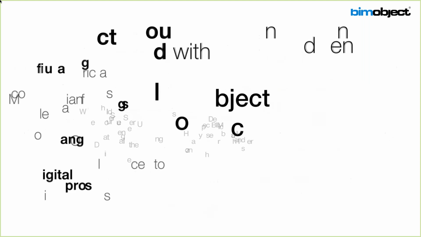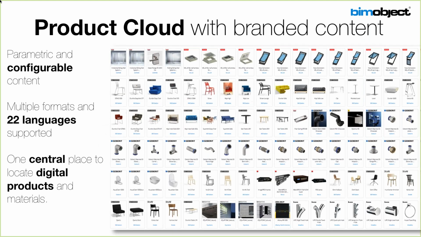How do we do that? Well, on BIMobject, our product cloud, we have strictly branded content available. It's all parametric and configurable. That is to say that a single series of a window might have 10 or 12 sizes. We also, being a global content platform, support 22 languages. It's up to you, the manufacturer, to decide which of those languages you can populate and fill, depending on who you want to address. So there's one central place to locate all of these digital products and materials.